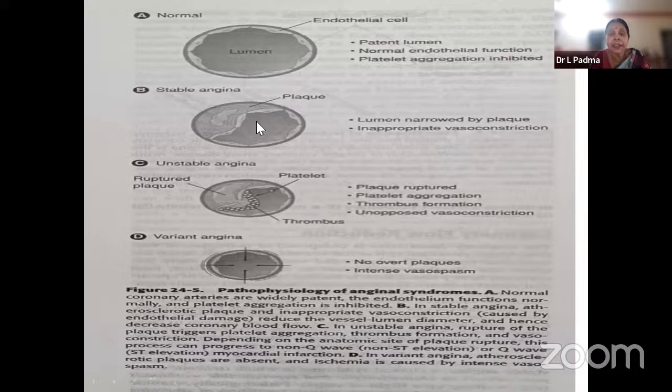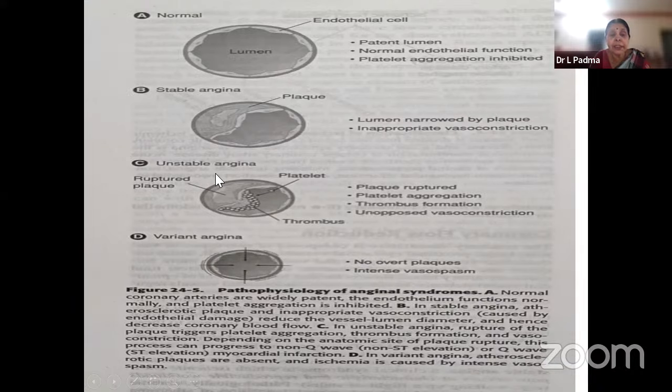In stable angina, the lumen is narrowed by a plaque, that is the atherosclerosis. Platelet aggregation, fat accumulation, all these will take place. Even if vasoconstriction has to take place, it will be inappropriate. So there is a partial blockade and inappropriate vasoconstriction in stable angina.